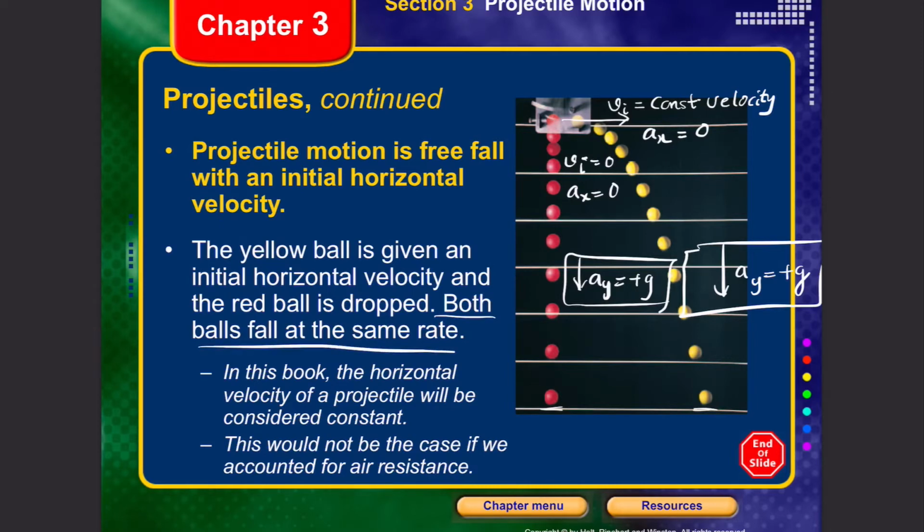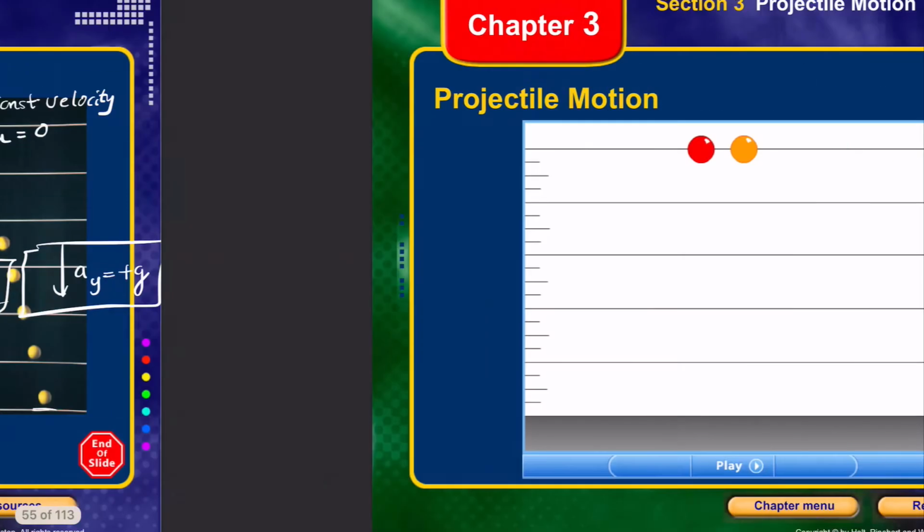So always remember that the horizontal velocity of a projectile will always be considered constant. The reason we consider this constant is because we do not account for any air resistance. If you account for air resistance, there might be a chance that we would consider changes in horizontal velocity, but as of now we do not need to consider any changes in the horizontal velocity.